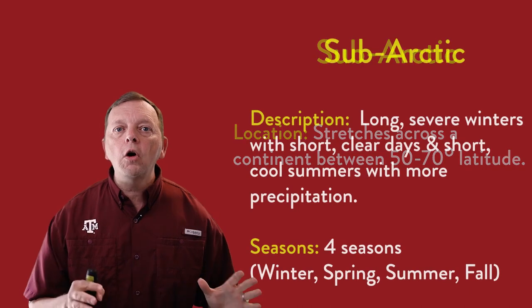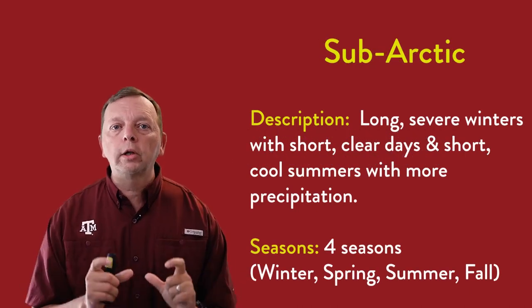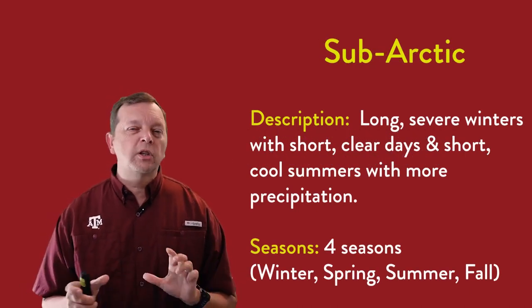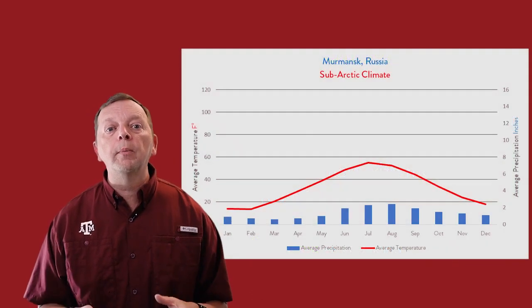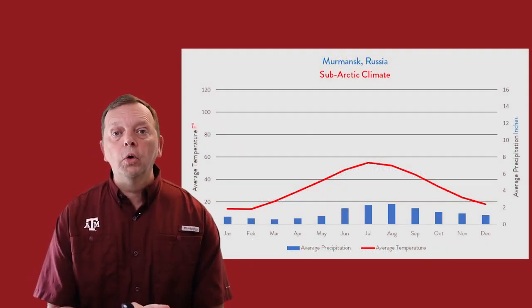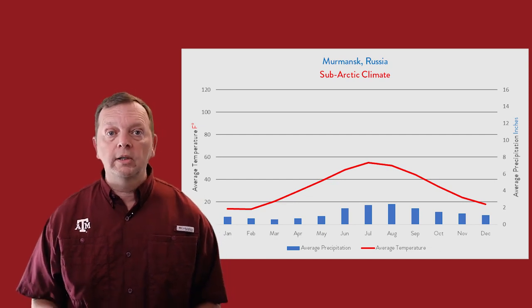It's defined by long, bitterly cold winters with short, clear days and little precipitation, which is usually in the form of snow. It receives more precipitation in the summers, but it still remains rather cool, averaging only about 60 degrees Fahrenheit.